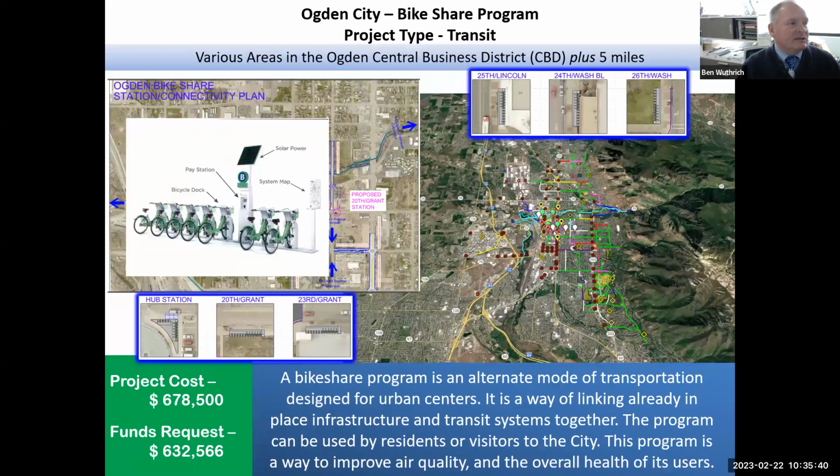The next project is a request from Ogden City to expand their bike share program in the Central Business District. Estimated project cost for the expansion is $678,000 plus. Funds being requested is $632,000 plus.